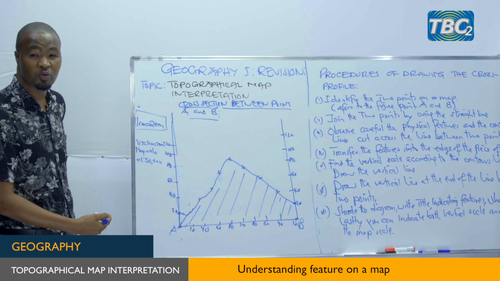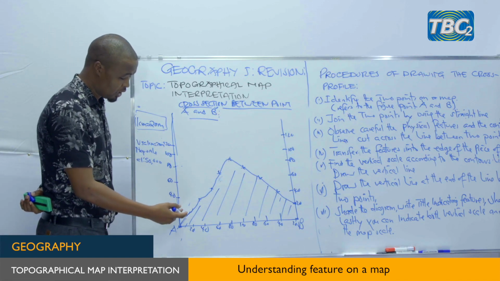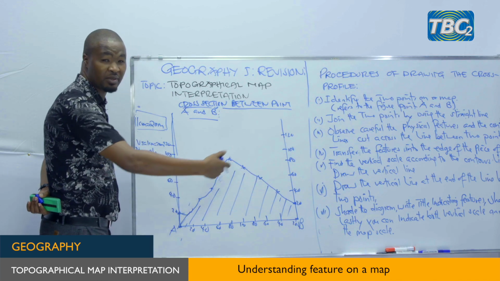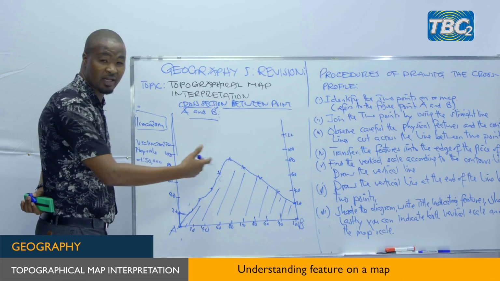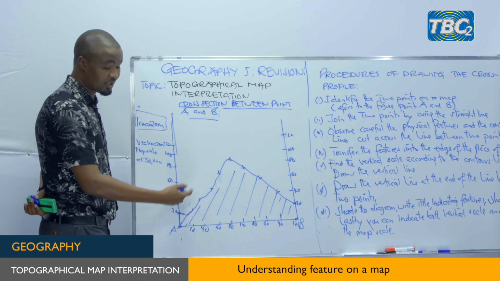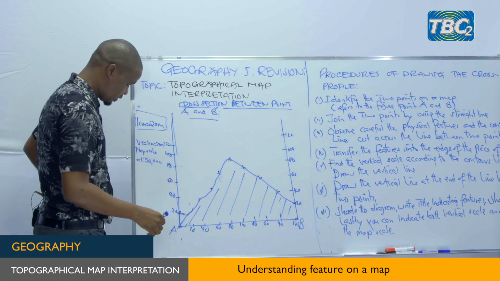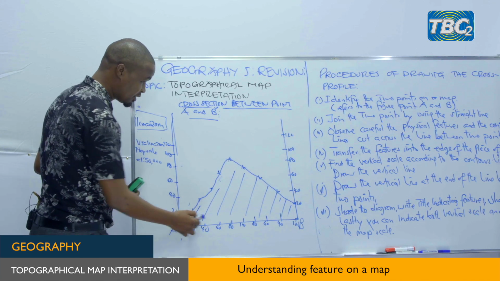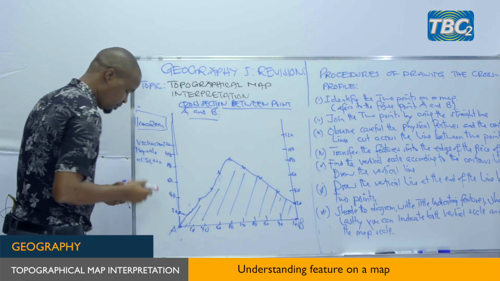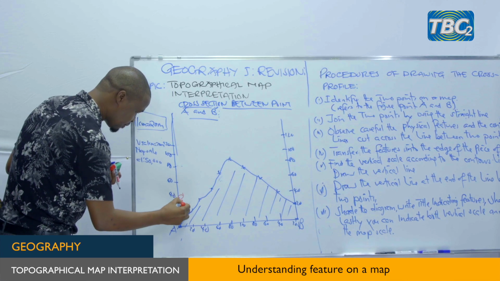Thereafter, you may be asked to find the intervisibility between the 2 points. Intervisibility means: can these 2 points A and B be seen from one another? That is what we call intervisibility. According to our diagram, there is no intervisibility between the 2 points, because once you join the 2 points, let's assume this is point A and this is point B, they cannot see each other.